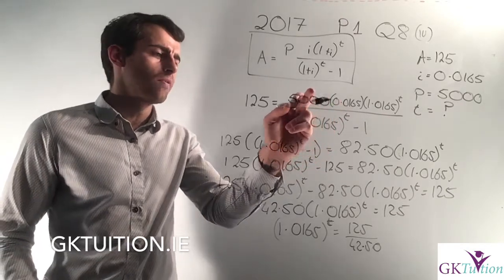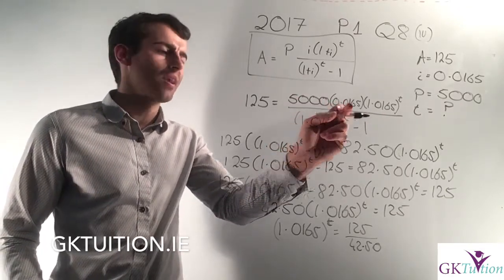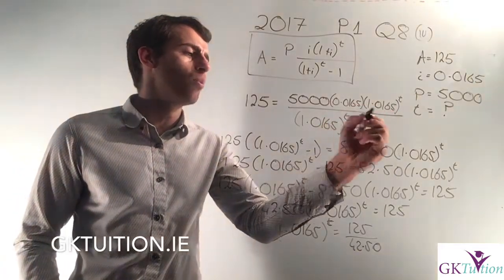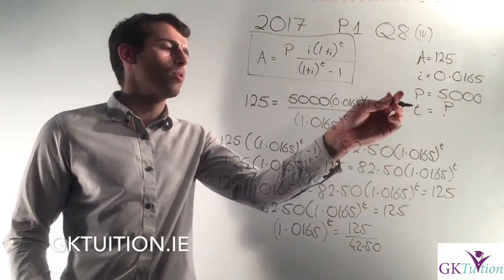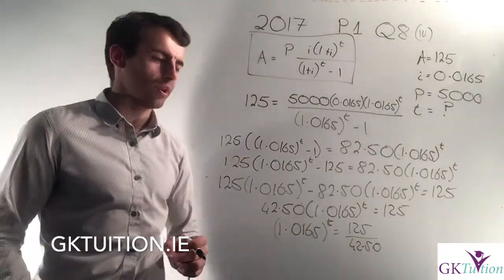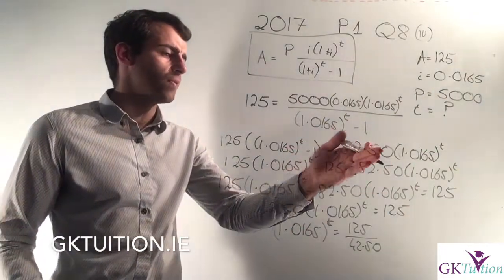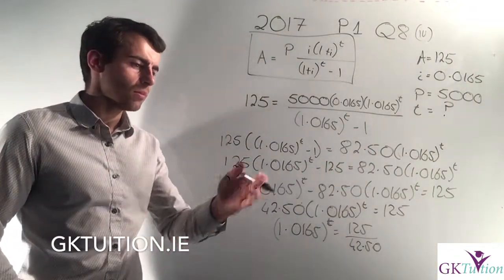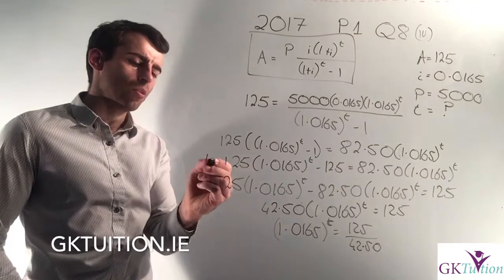Now notice I can multiply 5,000 by that, but I can't then multiply that by 1.0165. I have to leave my 1.0165 on its own because it's to the power of an unknown. So just leave it as it is, there's nothing I can do with it. So this becomes 8250 times 1.0165 to the power t.